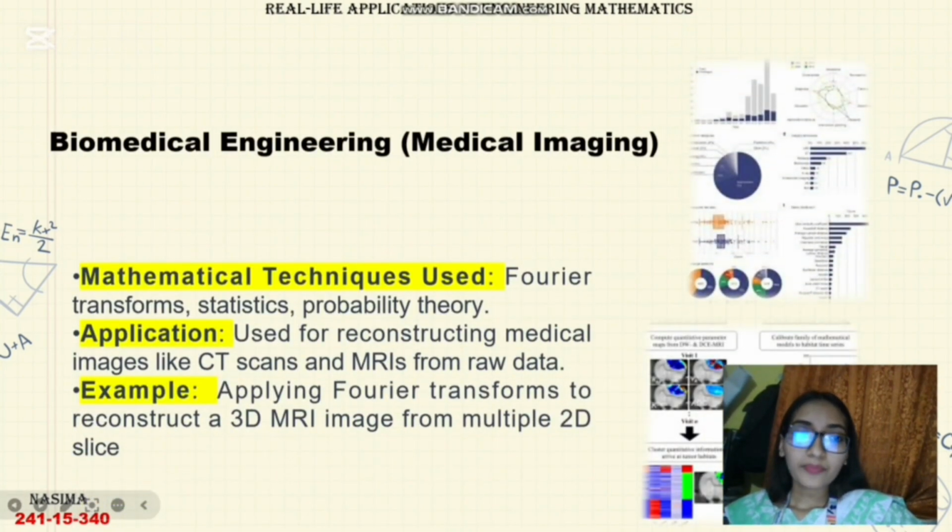Biomedical engineering. Mathematical techniques used: Fourier transforms, statistics, probability theory. Application in biomedical engineering: reconstructing medical images like CT scans and MRI from raw data. For example, applying Fourier transforms to reconstruct a 3D MRI image from multiple 2D slices.